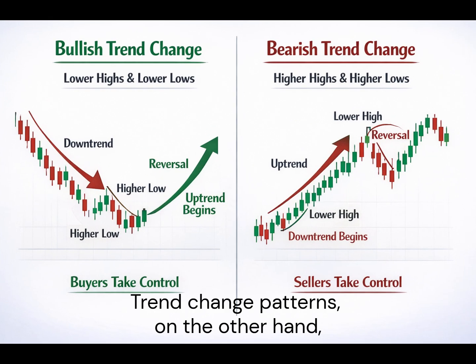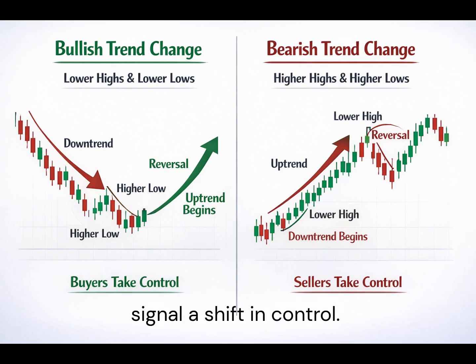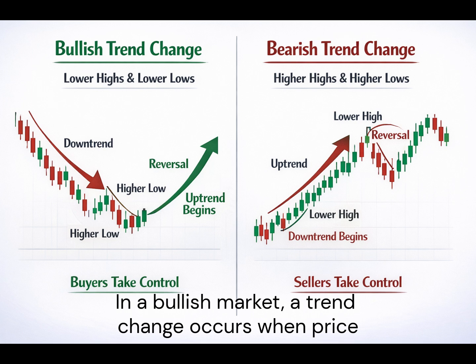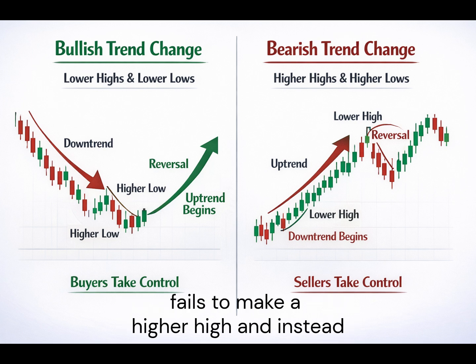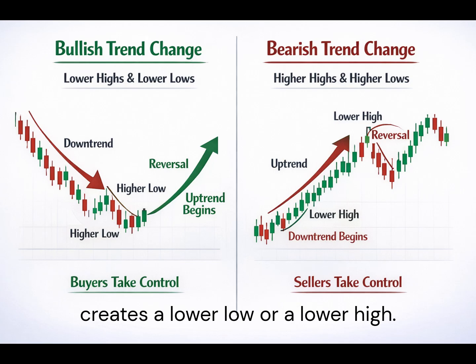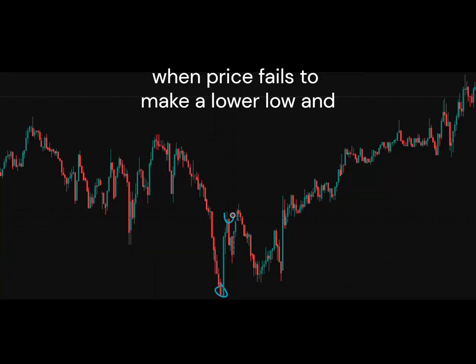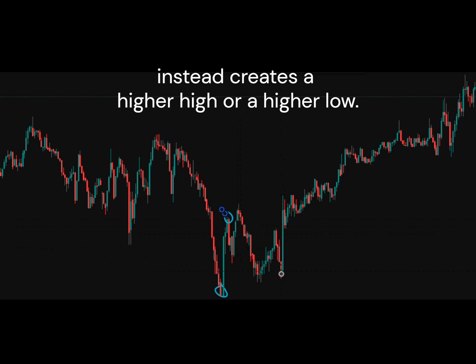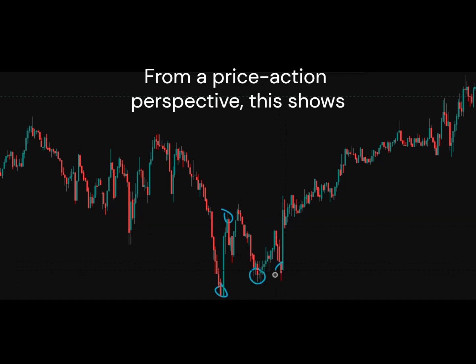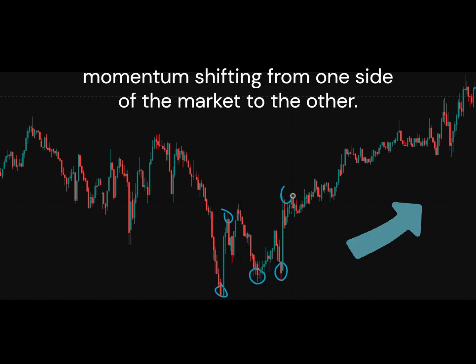Trend change patterns, on the other hand, signal a shift in control. In a bullish market, a trend change occurs when price fails to make a higher high and instead creates a lower low or a lower high. In a bearish market, the trend change happens when price fails to make a lower low and instead creates a higher high or a higher low. From a price action perspective, this shows momentum shifting from one side of the market to the other.